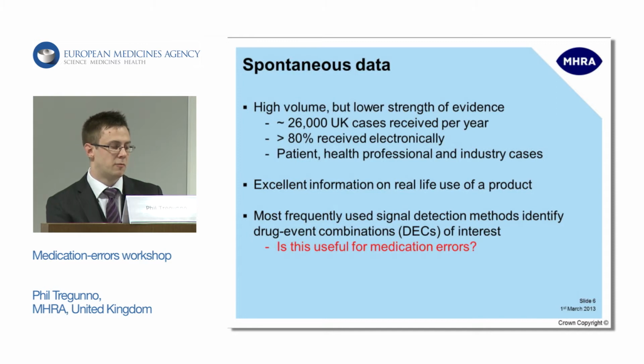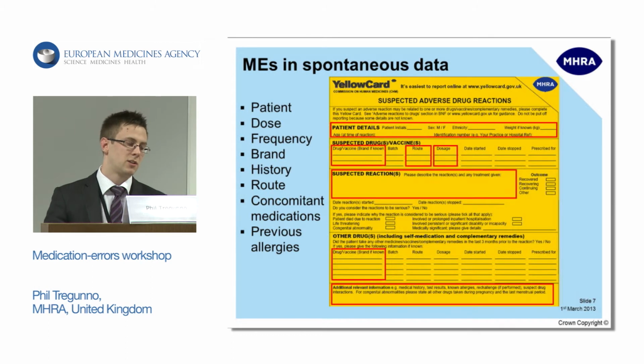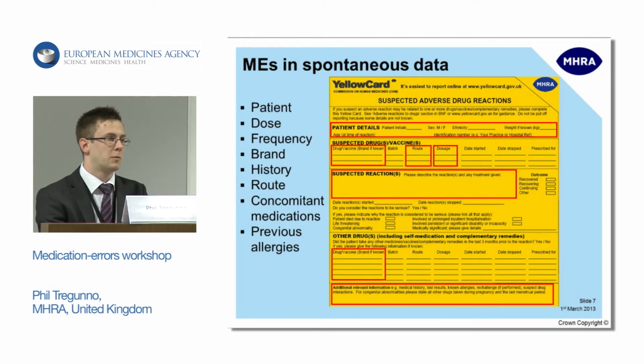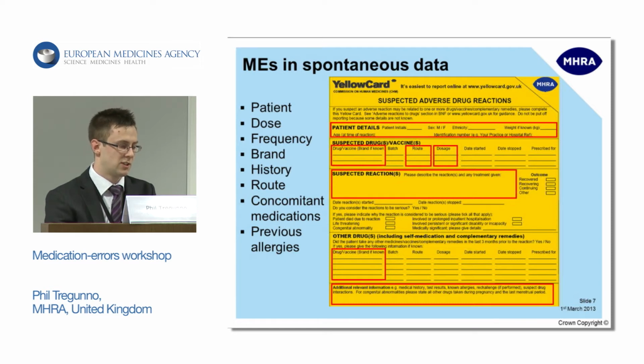Frequently, signal detection for medicines has been used as drug event combinations to detect particular issues. And we need to think about whether that's actually useful for medication errors, or whether there are more areas to consider. You can see on the screen in front of you an image of a yellow card, and you'll have heard some of the different types of medication errors through the sessions previously.